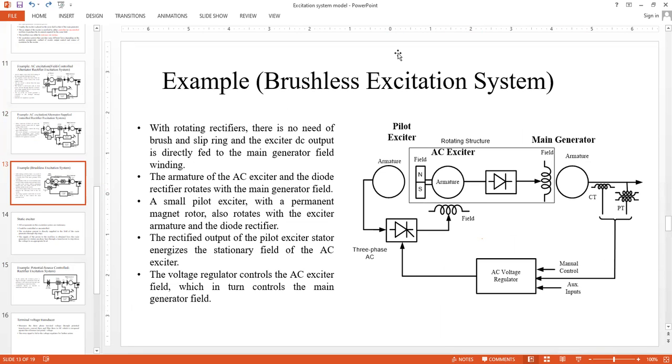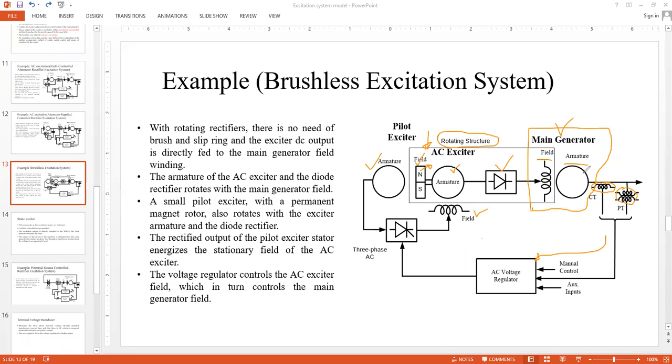Okay, so now let's give the boundary of the blocks. This is your main generator. It has a field and it has an armature. This is your main synchronous generator. Again, CT and PT are there, and that information is taken into the AC voltage regulator. Because the intermediate block here is rotating, this rectangular block is rotating altogether. That means the field, this uncontrolled rectifier block, this armature, as well as this permanent magnet, north and south, all these 4 parts are actually rotating. Anything other than that is stationary.